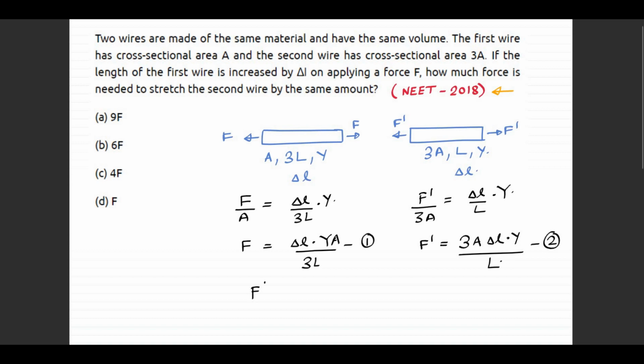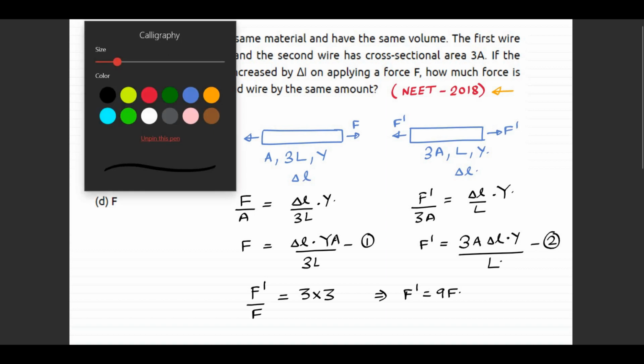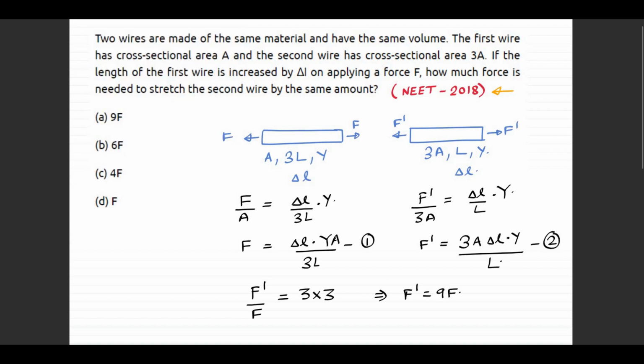Take ratio of 1 and 2. So LHS will be F dash by F. On the RHS it will become 3 into 3. So this gives me F dash as 9F. And hence the answer to this question then will be option A. Right? Let's move on to the next question.